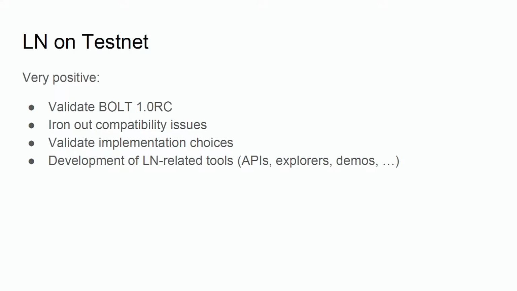So to bootstrap Lightning, as is often done in the Bitcoin world, we went through a phase on testnet. Testnet on Bitcoin is a Bitcoin network where money has no real value. It's test money, and it's widely used to test new ideas and to deploy stuff. So the testnet phase was very positive, which means that the core specifications were validated. There were no true problems with it.